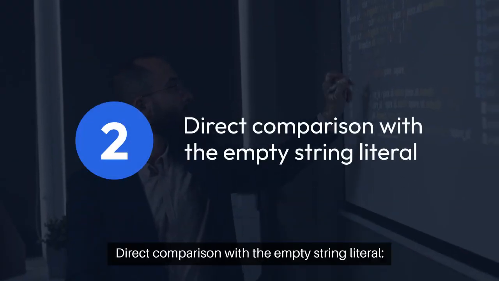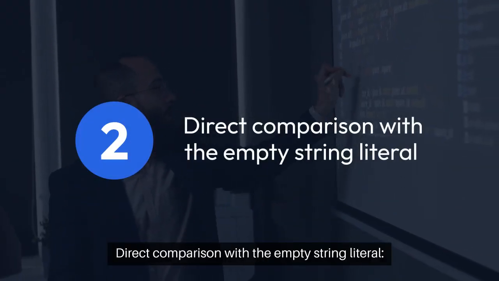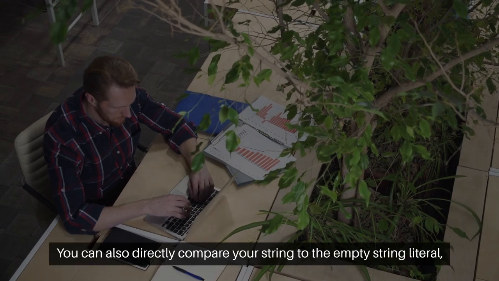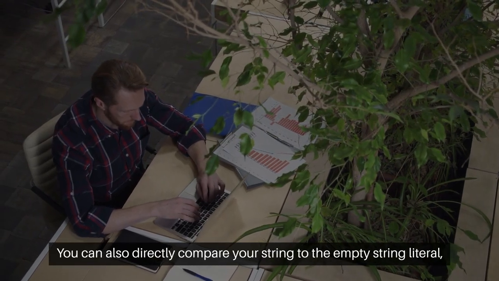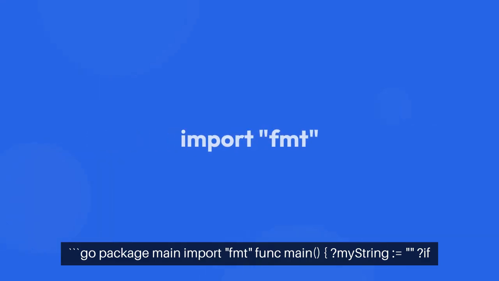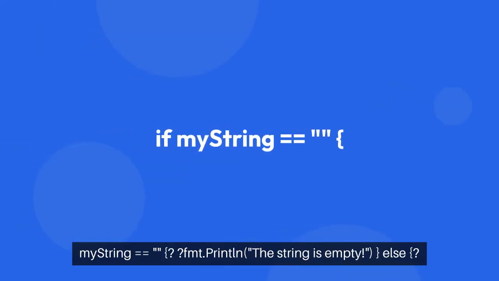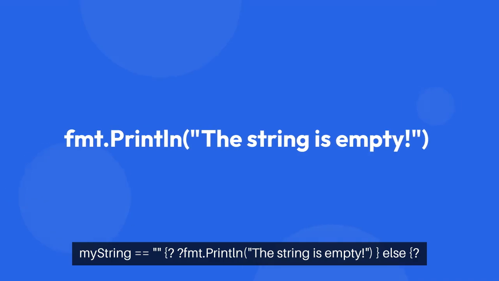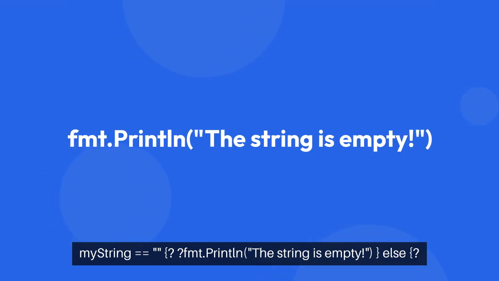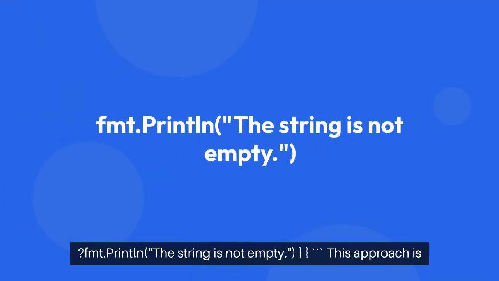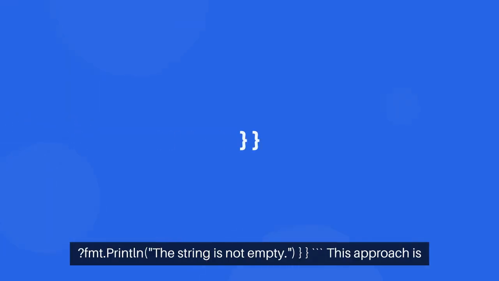2. Direct comparison with the empty string literal. You can also directly compare your string to the empty string literal. This is arguably even more readable. For example: package main, import fmt, func main, myString := "". If myString == "", fmt.Println("the string is empty"). Else, fmt.Println("the string is not empty").